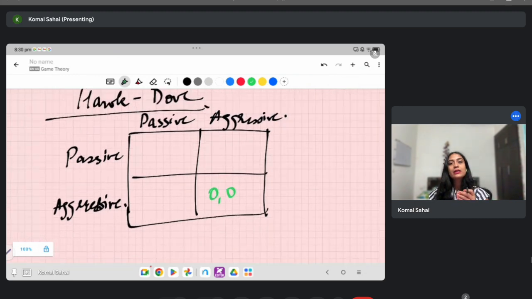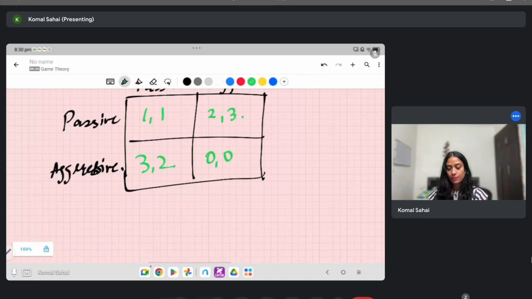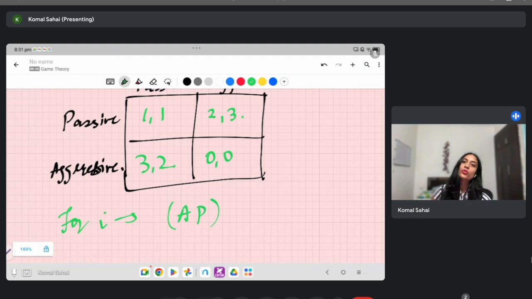The next is that if both of them are passive, because if the other is passive, you are better off being aggressive. So the next best is this: if the other player is passive, the best outcome is when you are aggressive. In this case this is 2,3 and this is 3,2. What this essentially means is that for player 1, the best outcome is when you are aggressive and the other person is passive, because when you're aggressive, whatever resource you're fighting over, you get the resource.